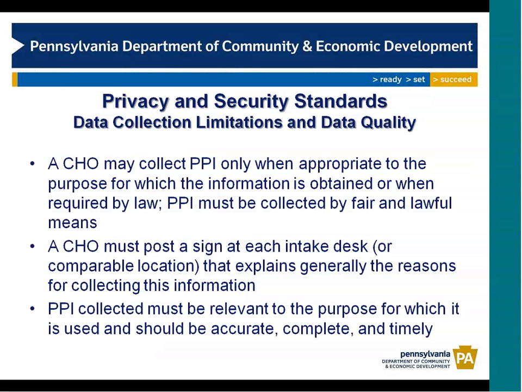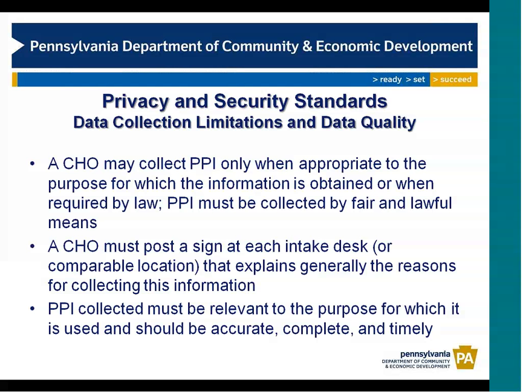The first two are about data collection. A CHO may collect PPI only when appropriate to the purpose for which the information is obtained or when required by law. Now, PPI must be collected by fair and lawful means. Basically, you collect only what has been previously thought out and planned to collect, and no more, no less. Also, a CHO must post a sign at each intake desk or comparable location that explains generally the reasons for collecting this information. An example consumer notice will be shown at the end of the privacy section to kind of give you an example of what we're talking about when we say privacy postings.